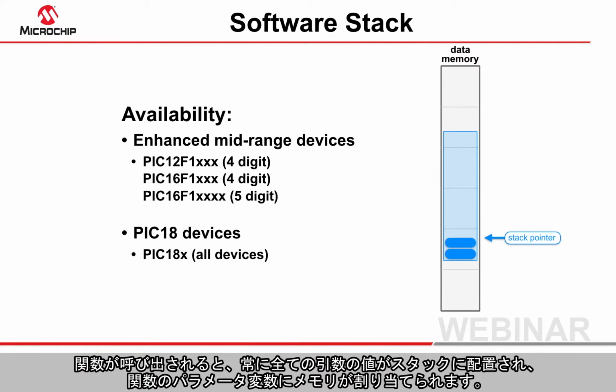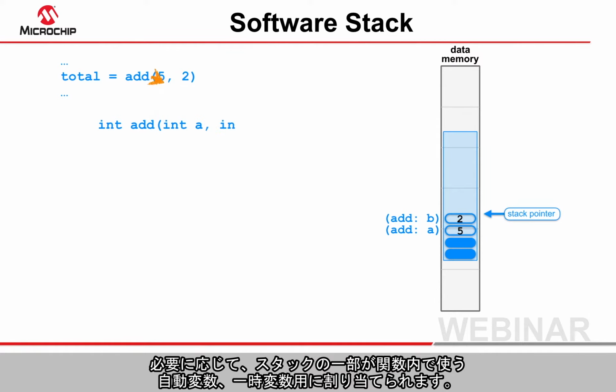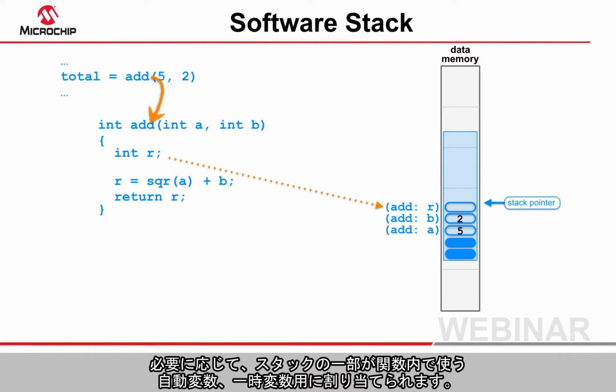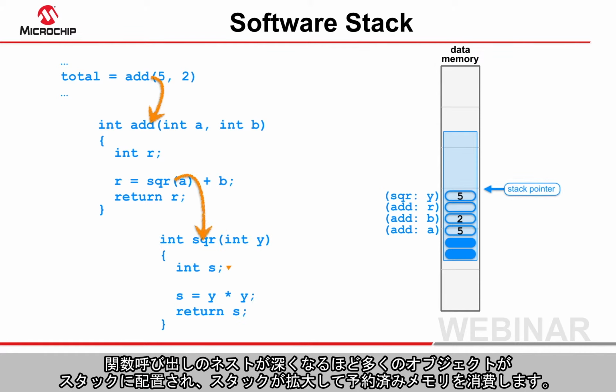Whenever a function is called, any argument values are placed on the stack, thus allocating memory for the function's parameter variables. If necessary, a chunk of the stack is allocated for the function's auto and temporary variables. As function calls become more deeply nested, more objects are placed on the stack, and the stack grows, consuming its reserved memory.